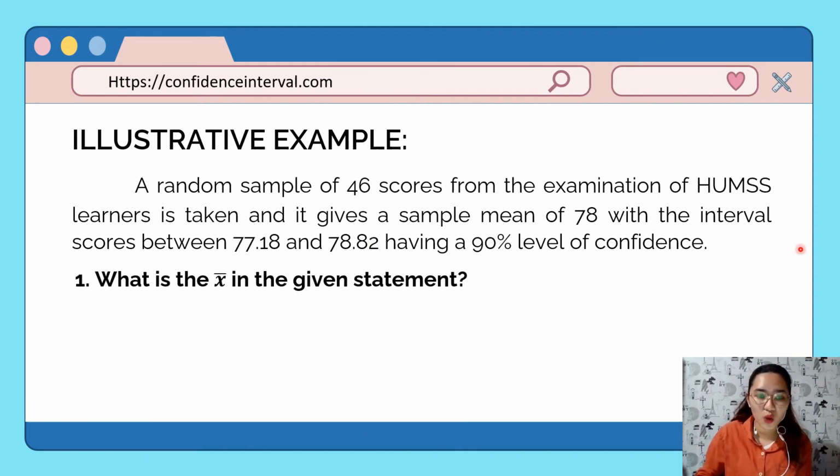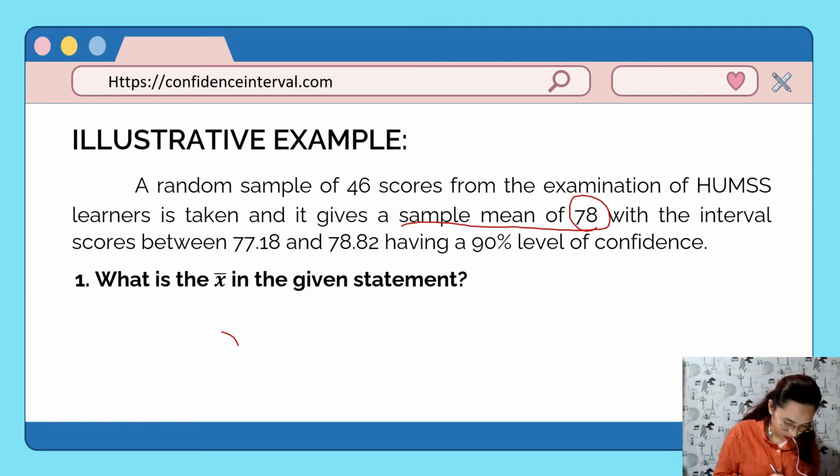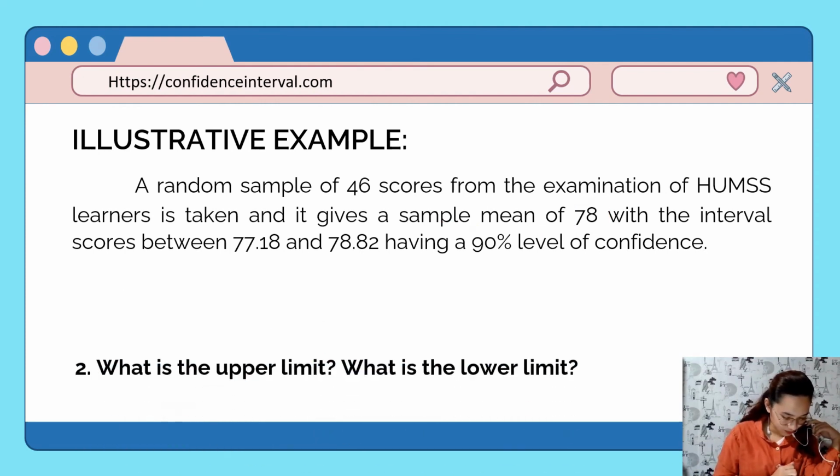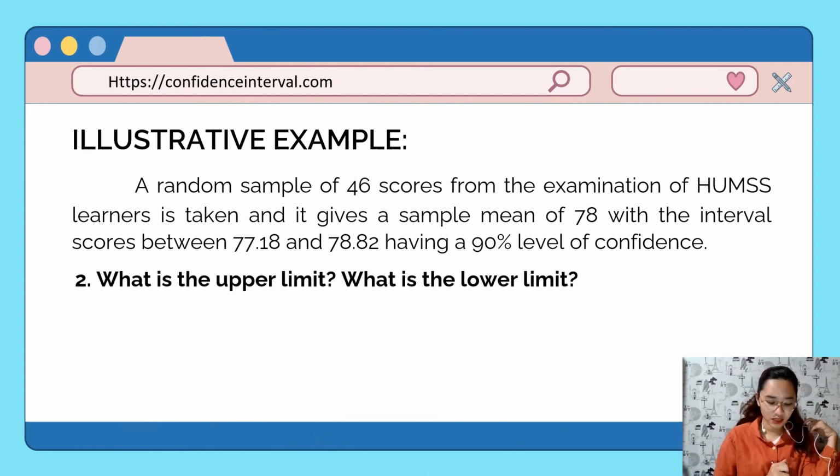Yan. So, ang una nating tanong, ano ang ating sample mean dito sa statement na to? Yan. So, kung makikita ninyo, given naman na po siya sa problem, ayan, ang sample mean daw po natin is 78. Ayan, isulat po natin, sample mean is equal to 78. Okay? So, ang susunod naman po natin na tanong, what is the upper limit and what is the lower limit? Ayan, given sa ating statement, ang interval scores daw natin is between 77.18 and 78.82.